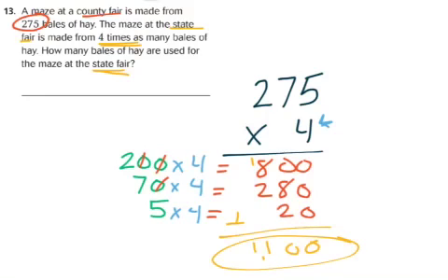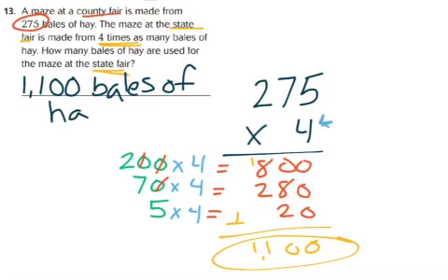1,100. Now, I have to give that some sort of label. 1,100 what? Am I talking about feet? Am I talking about inches? Am I talking about hairs on my head? No, in this case, I'm talking about bales of hay. So on my answer, I'm going to have 1,100 bales of hay. And that is the answer to that problem.